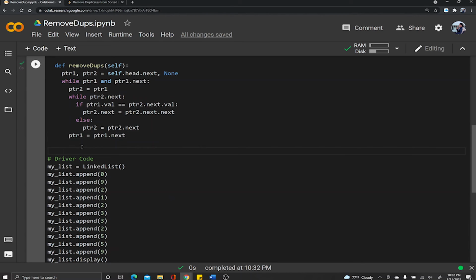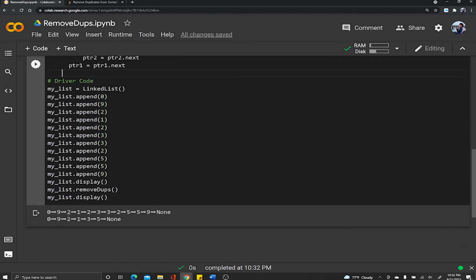Let's go ahead and run him and make sure we get the right values. So boom, you see all the duplicates have been removed. 2 2s, just 1 2, 2 3s, just 1 3, 2 5s, 1 5, 2 9s, just 1 9.